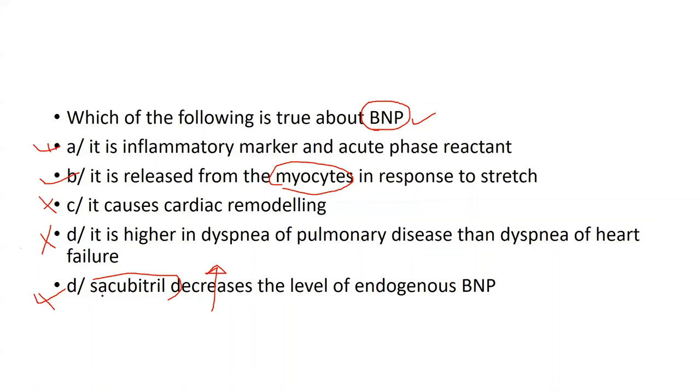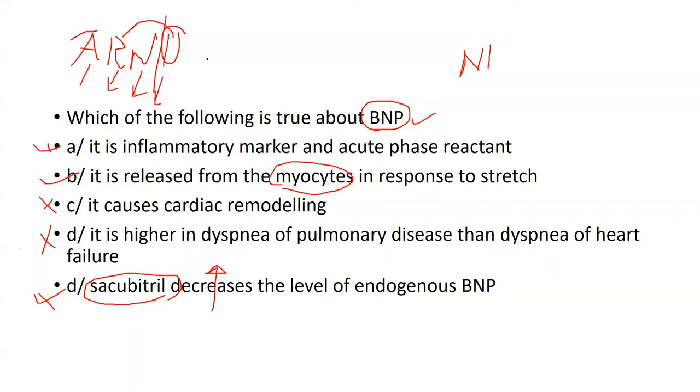Now, sacubitril, what is sacubitril? Neprilysin inhibitor. Thank you so much. The new class after PARADIGM-HF, which is now class one indication in heart failure management, HFrEF, is the ARNI class. ARNI stands for angiotensin receptor neprilysin inhibitor. Inhibitor for the angiotensin receptor and the neprilysin. So this is the ARNI class.